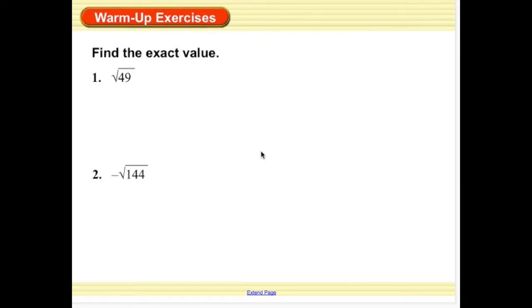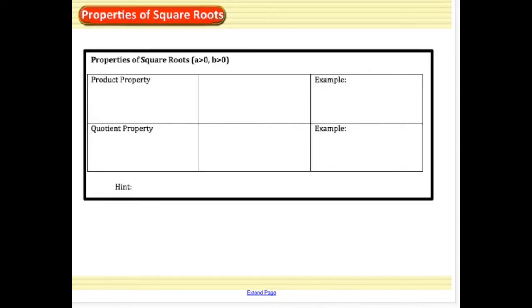Hey everyone, today's lesson is on simplifying radicals or square roots. So your warm-up exercises just have you do a couple practice problems. I want to show you a couple properties when working with radicals.